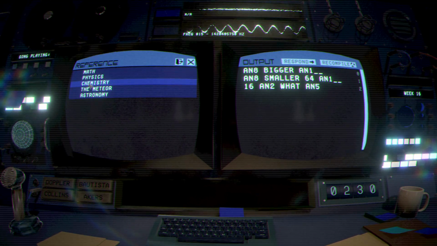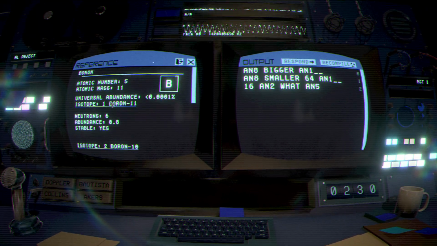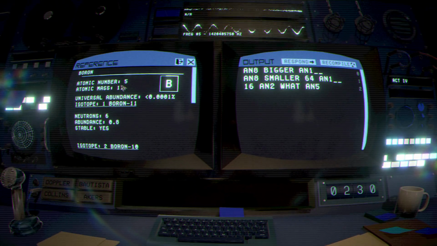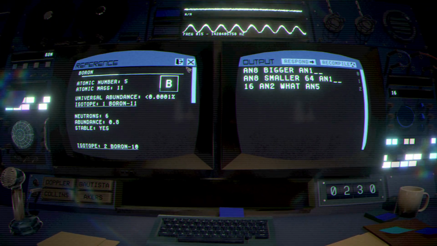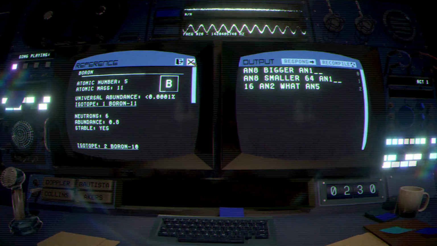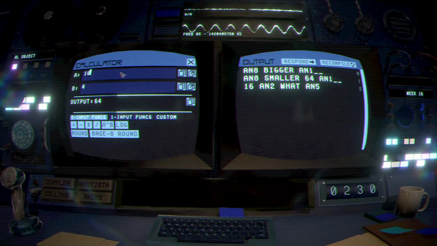So atomic number 1, 2, 3, 4, 5. How many of these to get to 64? I guess 4 divided by 11? Work, does it?